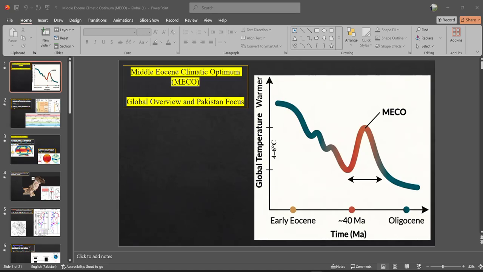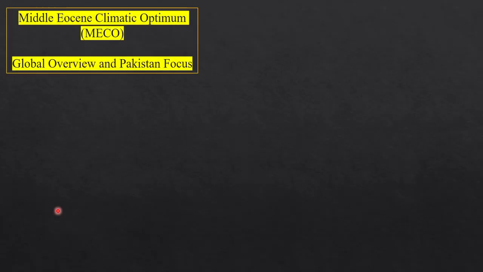Hello guys, this is the new series of my study area of the MECO event: how it forms, and what is the relation with climatic change. So in this section, in this chapter, we will start the MECO event, the Middle Eocene Climatic Optimum. We just focus on the global view and then the Pakistan view.